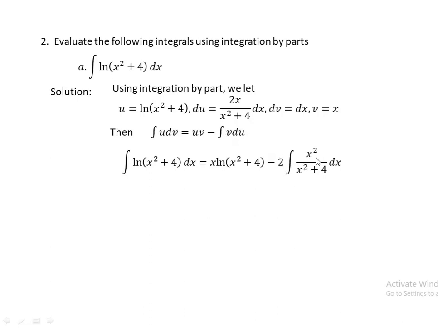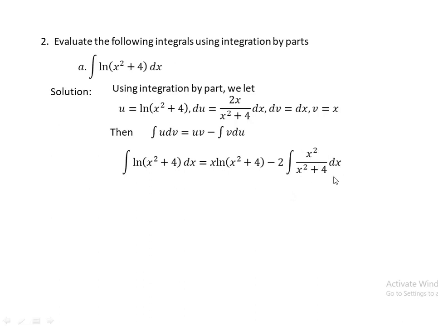We have minus, since our v is x and our du is 2x over x squared plus 4 times dx, and by arranging this we have minus 2 times the integral of x squared over x squared plus 4 dx. Therefore the integral of ln of x squared plus 4 dx becomes x times ln of x squared plus 4 minus 2 times the integral of x squared over x squared plus 4 dx.